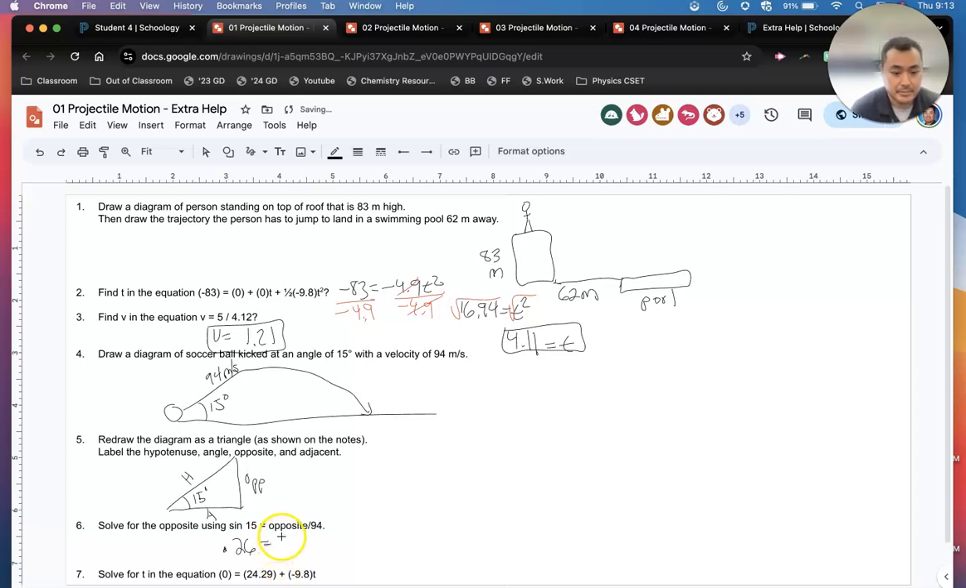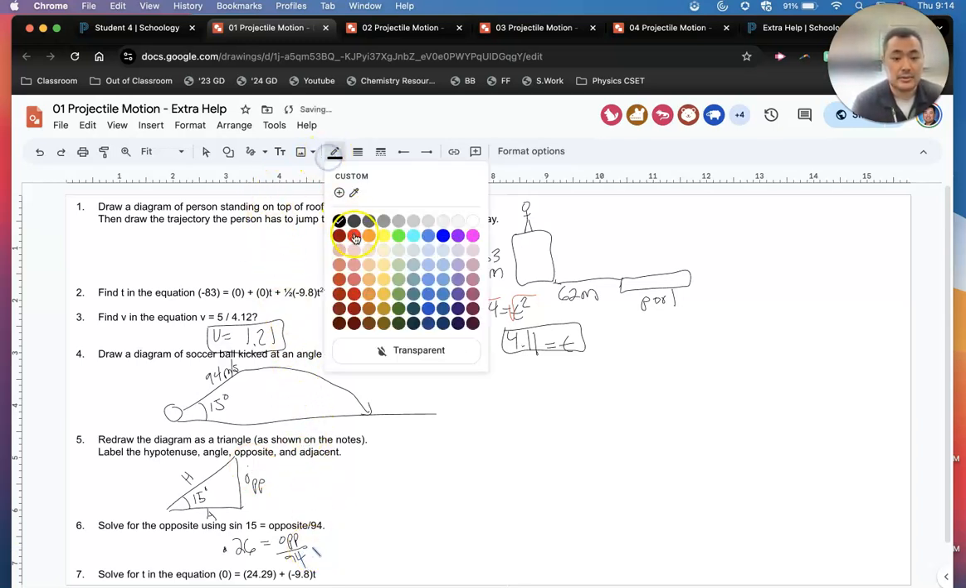I need to write better. Opposite over 94. And Raphael, what's next? What should we do to solve for opposite? If we divide, then we're not canceling this out. We have to do the opposite of what's happening here to cancel it out. If it's being divided by 94, the opposite is multiplying. So I'm going to multiply both sides by 94 so that it cancels out.